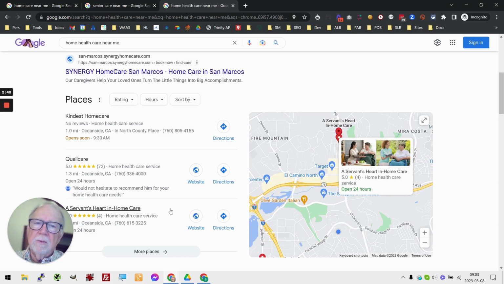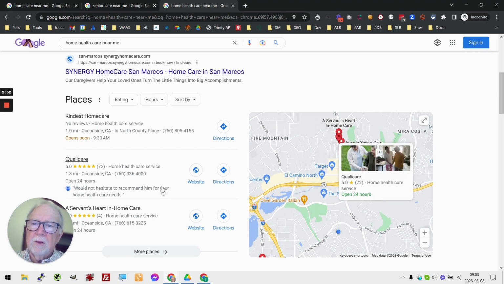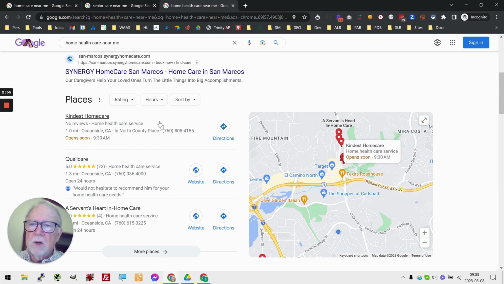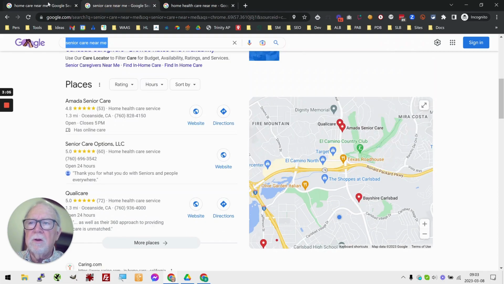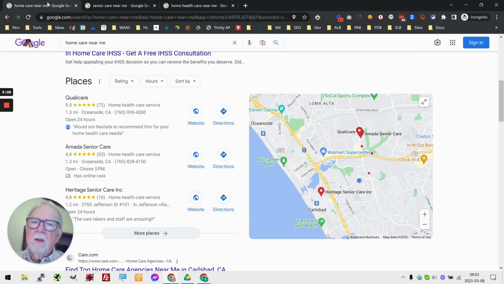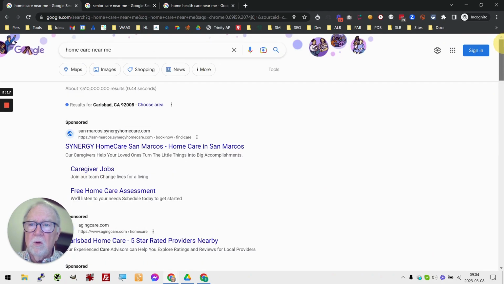Now, two things that are important to note about this. Number one is that the results that show up, or the companies that show up in the local pack, depend, and to a very great degree, upon the search terms that you used. Home health care versus senior care versus home care. Also note that, visually and sort of from a consumer search psychology standpoint, the local pack is really the most valuable place to show up in.